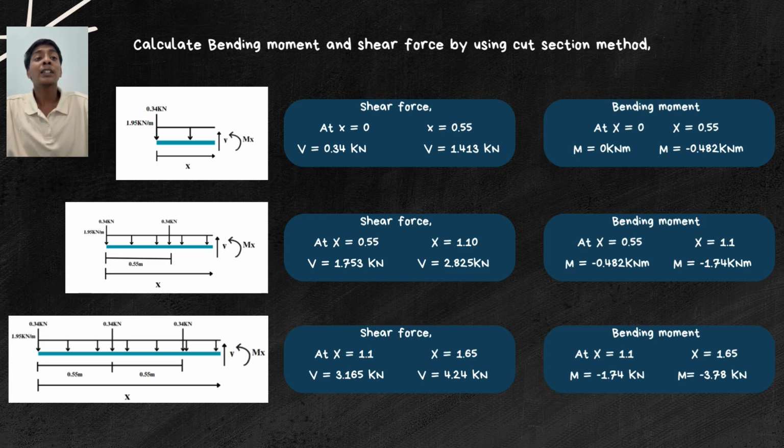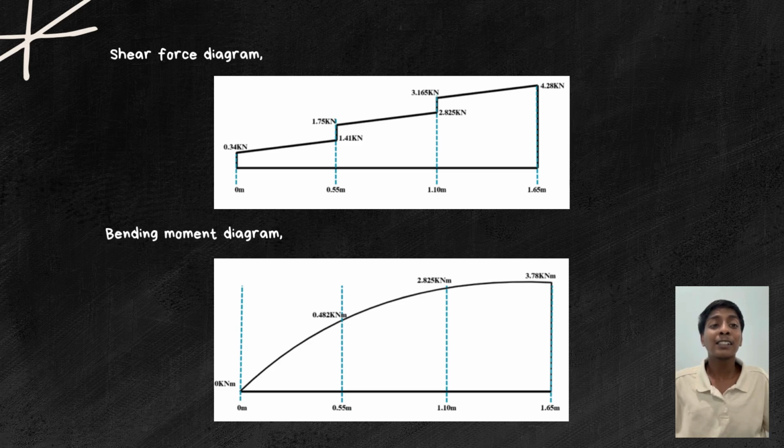To identify bending moment and shear force, I used the cut section method. I cut the beam into three sections. The first section is 0 to 0.55, the second one is 0.55 to 1.1, and the third one is 1.1 to 1.65. This is the diagram for the shear force and bending moment. From the diagram we can identify maximum shear force and bending moment. The maximum shear force is 4.28 kilonewton, and the maximum bending moment is 3.78 kilonewton meter.